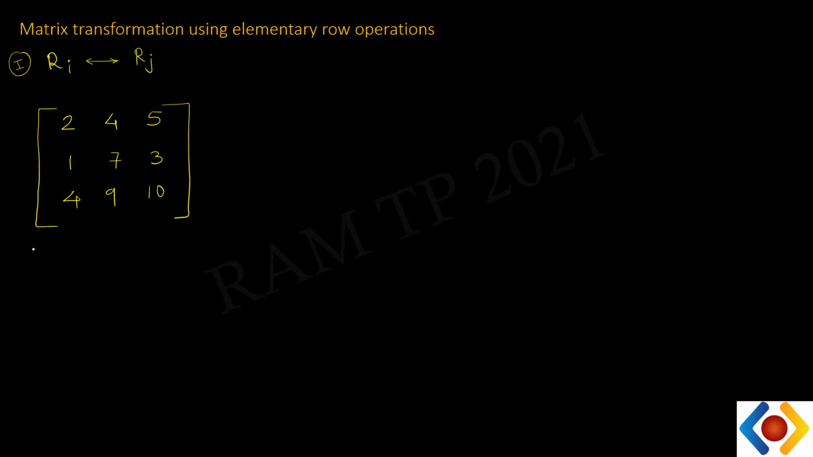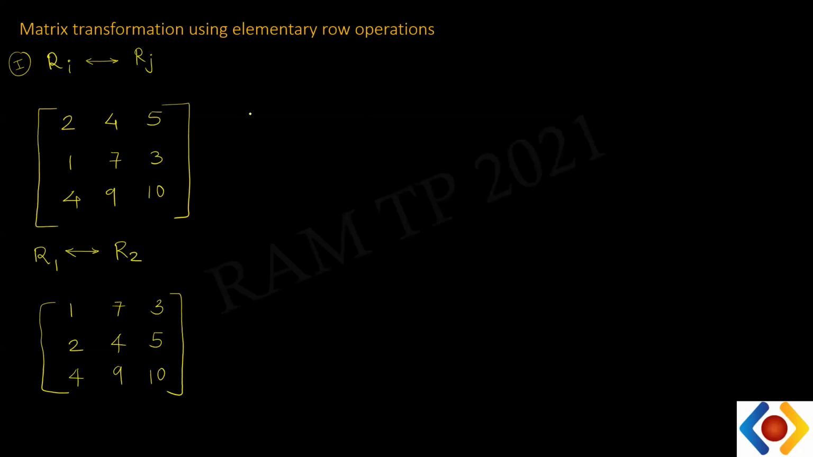If I tell you we are going to do this transformation, row 1 swap with row 2, what does that mean? The row 1, 7, 3 will go to the first row, and 2, 4, 5 will become the second row. We are swapping these 2 rows. Have we done anything with row 3? No. So row 3 will stay as it is. So this is the first transformation.